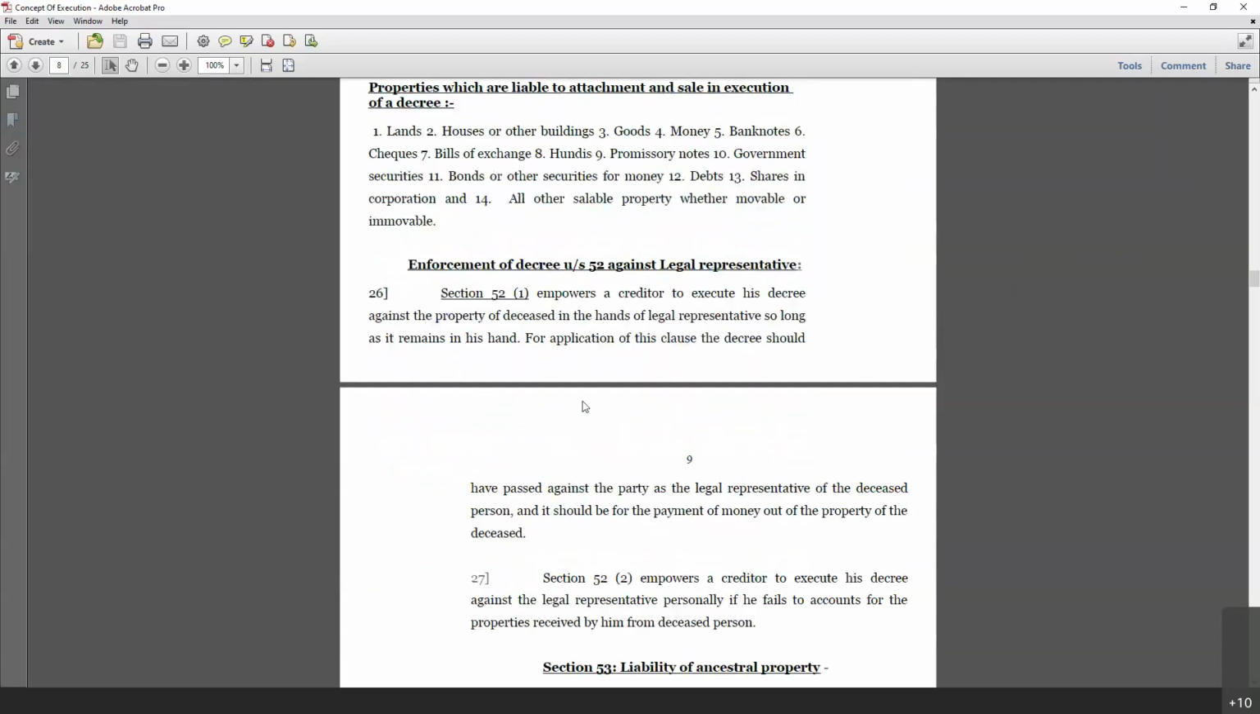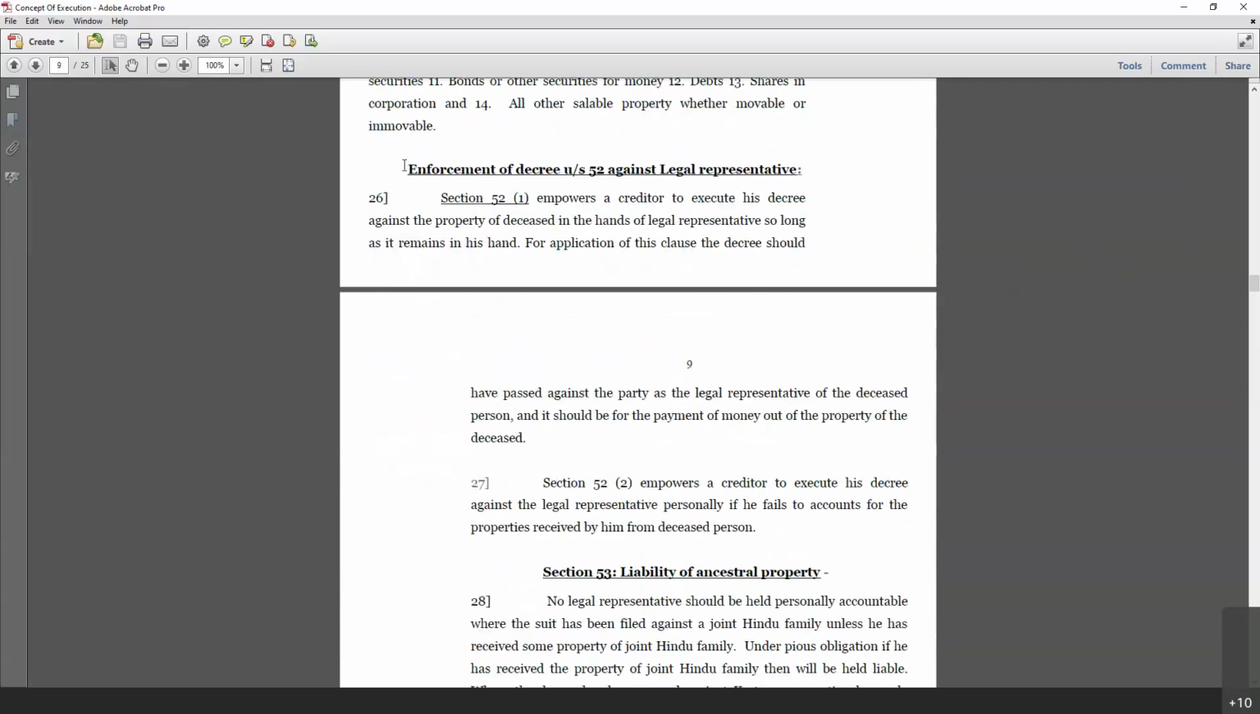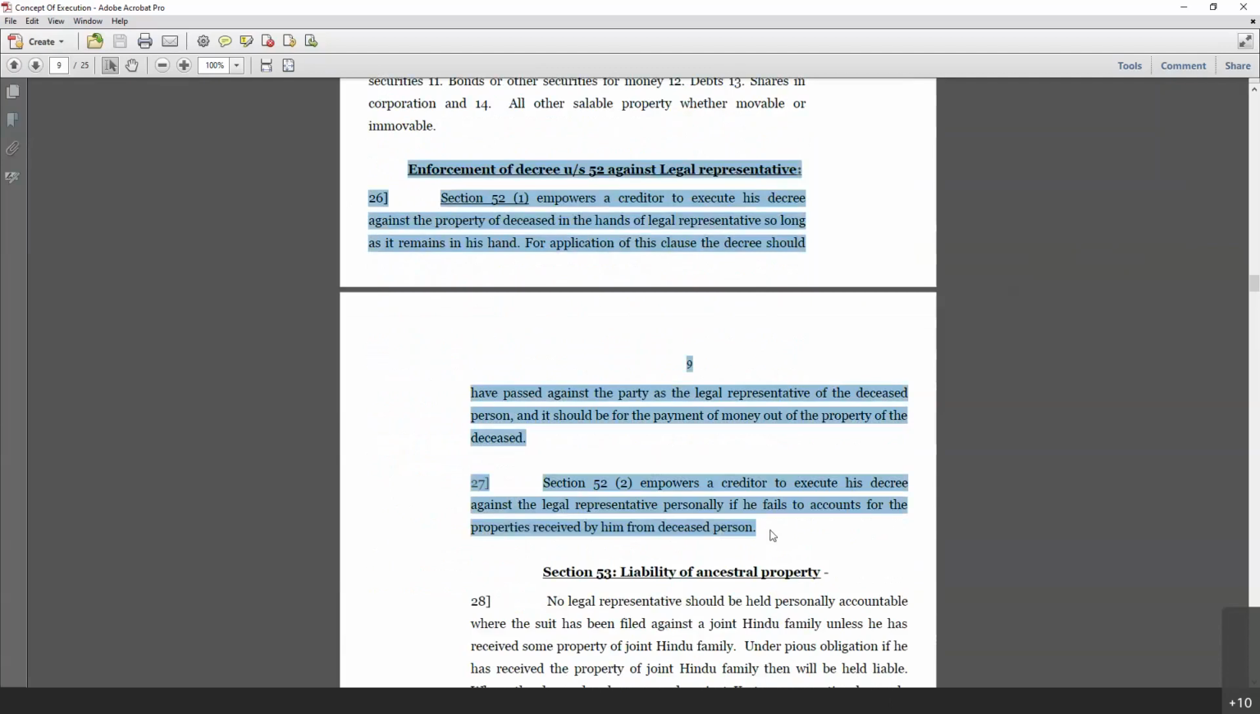Now, a very interesting element of enforcement, and please bear this in mind because this comes up relatively frequently. Let's say B passes away before the decree attains finality. Now, when A seeks to execute, he will obviously implead all the legal representatives of B.